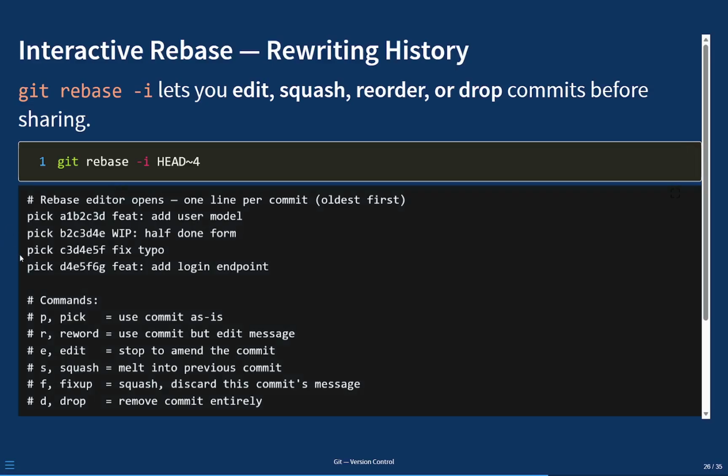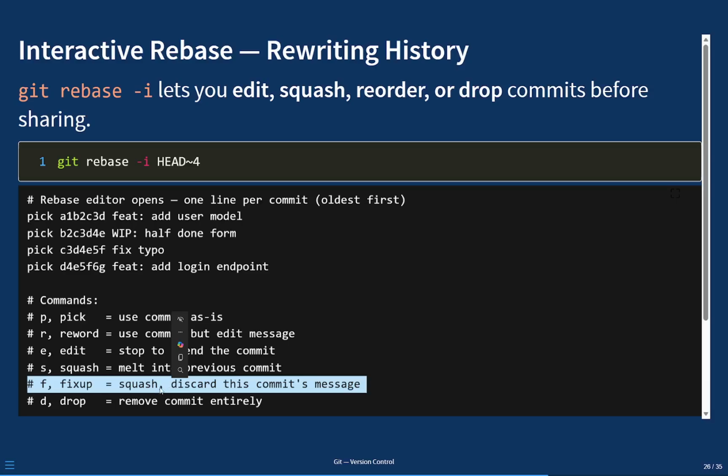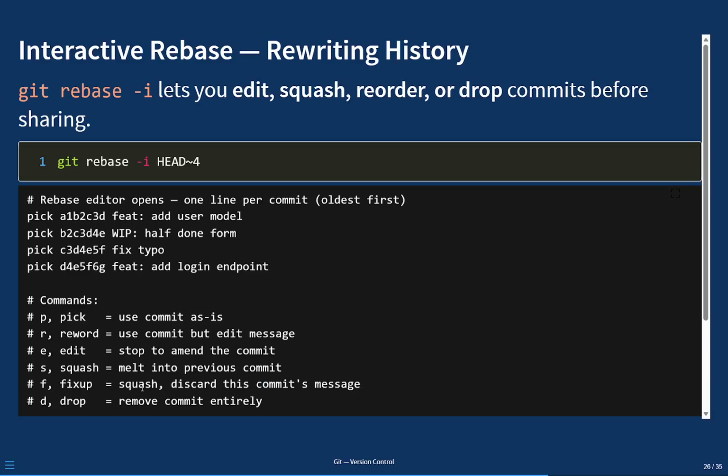The commands you can use: pick leaves the commit unchanged. Reword lets you edit the commit message without changing the code. Edit pauses the rebase at that commit, so you can amend it with git commit --amend. Squash merges this commit into the previous one, and combines their messages. You get to write a new combined message. Fixup is like squash, but silently discards this commit's message. Drop removes the commit entirely.